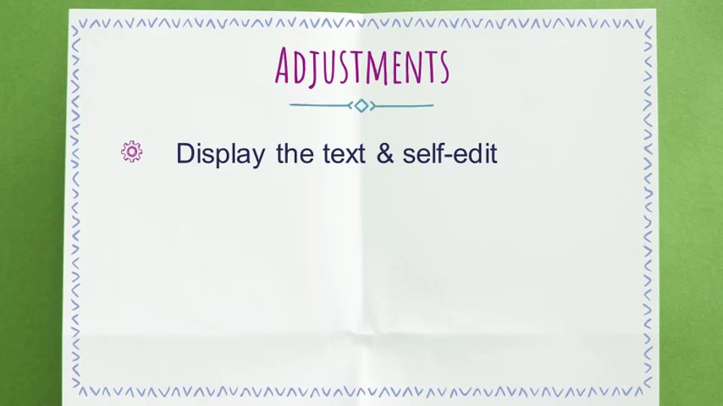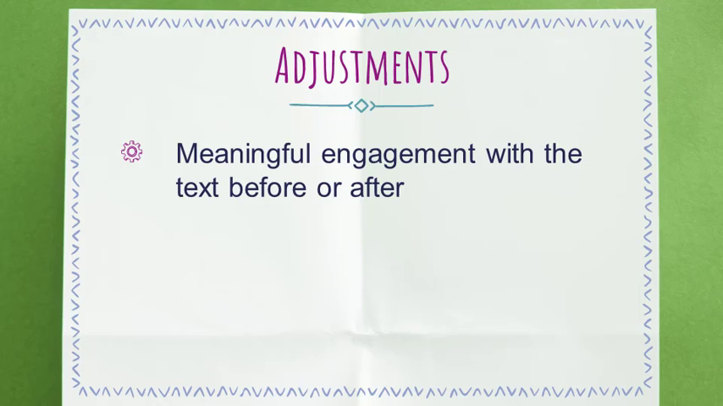So what are some adjustments that you can make? Well, with respect to the logistical challenge of providing feedback, a better way to go about it, I think, is simply to display the text for the learners to see and compare with what they have written. Then they can self-edit.